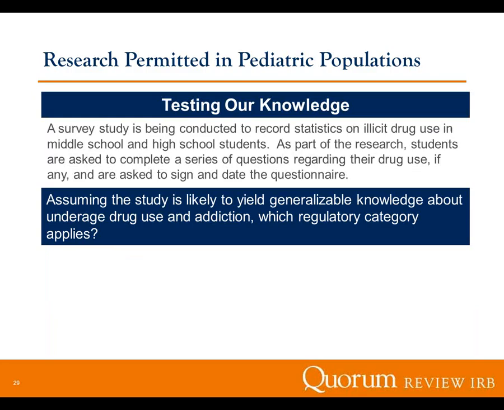Now that we've heard those four categories in which if children are involved in research, the IRB must find that one of the categories applies, let's test our knowledge about those categories. So here I have a scenario. A survey study is being conducted to record statistics on illicit drug use in middle school and high school students. As part of the research, students are asked to complete a series of questions regarding their drug use, if any, and are asked to sign their name and date the questionnaire. Assuming the study is likely to yield generalizable knowledge about underage drug use and addiction, which regulatory category applies?